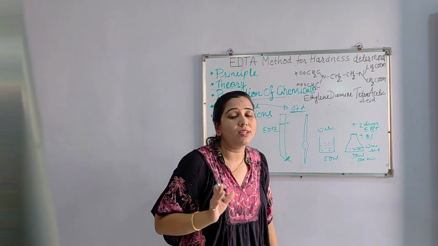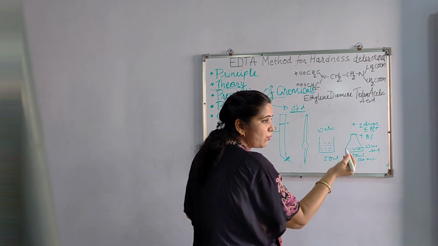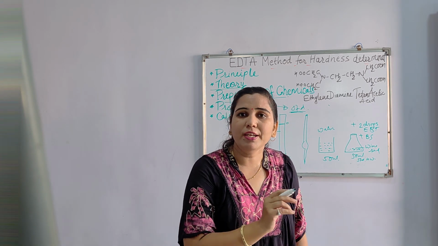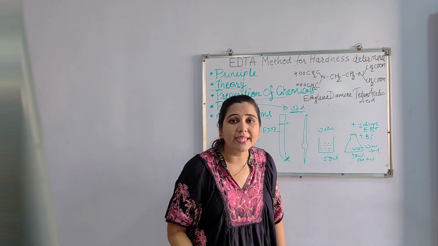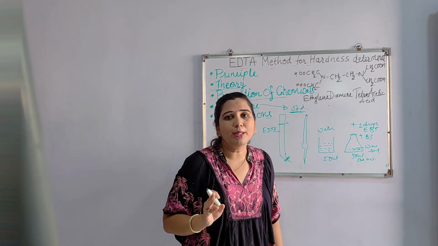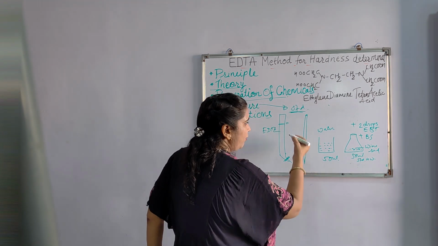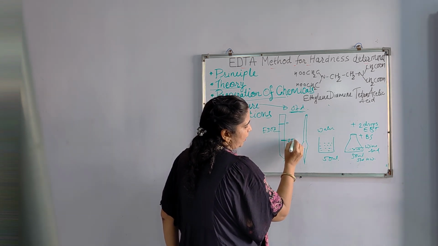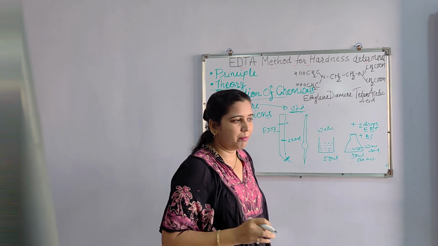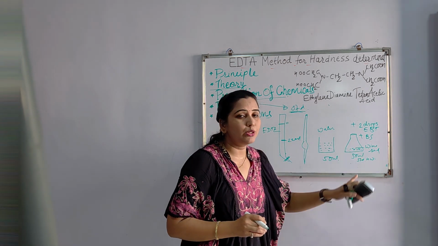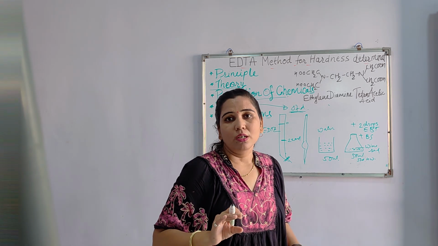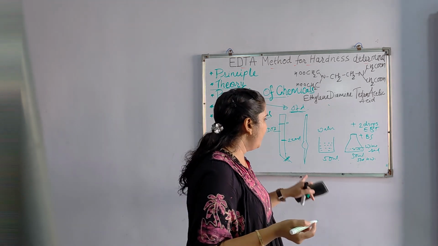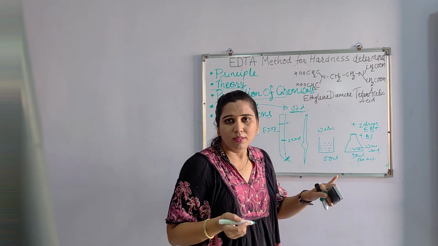Until the color changes from wine red to blue, this EDTA will be added into the solution. Once we get the color change from wine red to totally blue, the addition stops. For example, here there is 22 ml of EDTA. This 22 ml of EDTA is required to complete this reaction. Means to get the blue color change, we will require 22 ml of this EDTA.